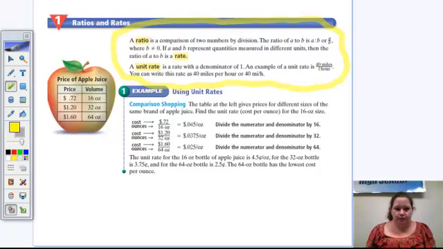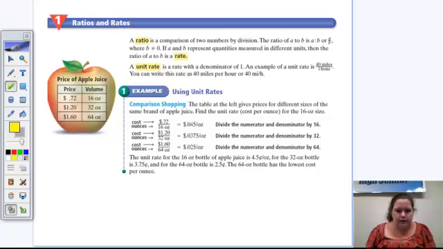A unit rate is a rate with a denominator of 1. An example of a unit rate is 40 miles over 1 hour. You can write this rate as 40 miles per hour or 40 miles per hour with a little slash. Let me take a little circle back off there.